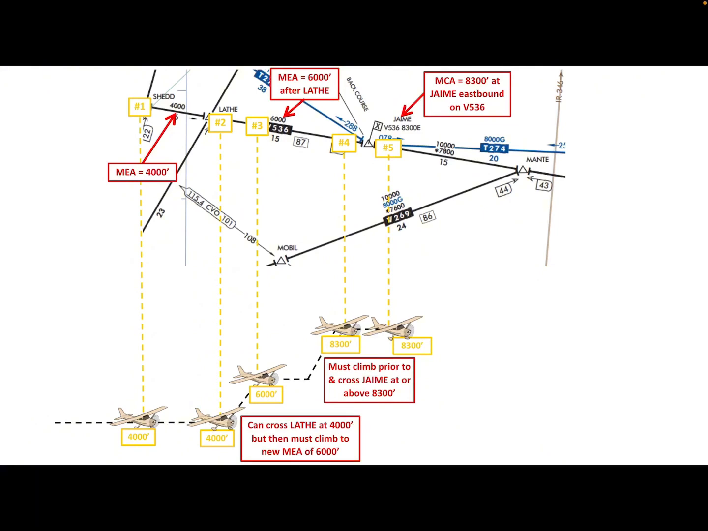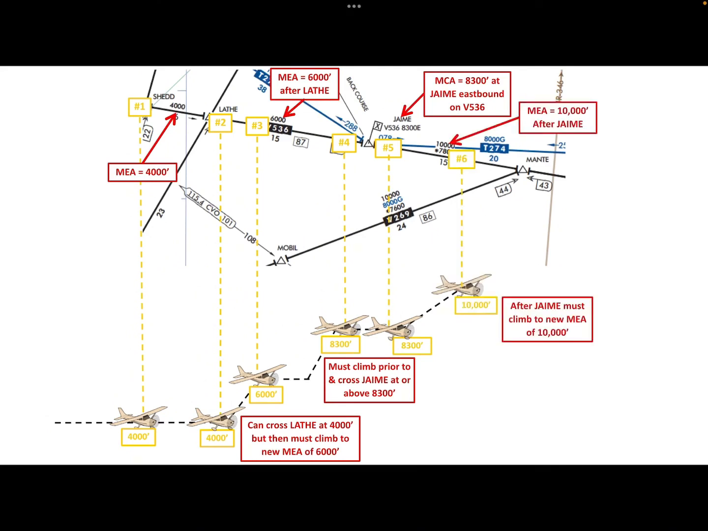Once we pass Jamie, again, we see that there's a T in the route on either side of the intersection on the black line. That tells us there's another MEA change. And if we look, that next MEA change is 10,000 feet. So as soon as we cross Jamie, at or above the MCA of 8,300 feet, we would then start climbing immediately to the next MEA of 10,000 feet. So we would get to 10,000 feet, again climbing at the minimum climb gradient of 200 feet per nautical mile. And now we're at the 10,000 feet MEA for the next portion of the route.